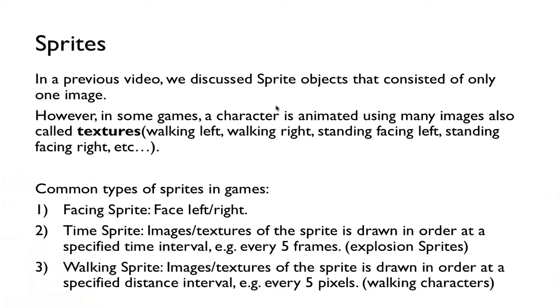Another type of sprite is called a walking sprite, and it's very similar to a time sprite, except that we draw the images or textures in order at a specified distance interval instead of a time interval. For example, every 5 pixels. You have a character moving across the screen, and every 5 pixels that he walks, we change his pose or his image so that we can simulate a very realistic movement. These are the walking characters. We'll go through all of these, but in this first one we do something simple and talk about how to do a facing sprite. Everything we do in this video will set up the material for the next 2 videos.